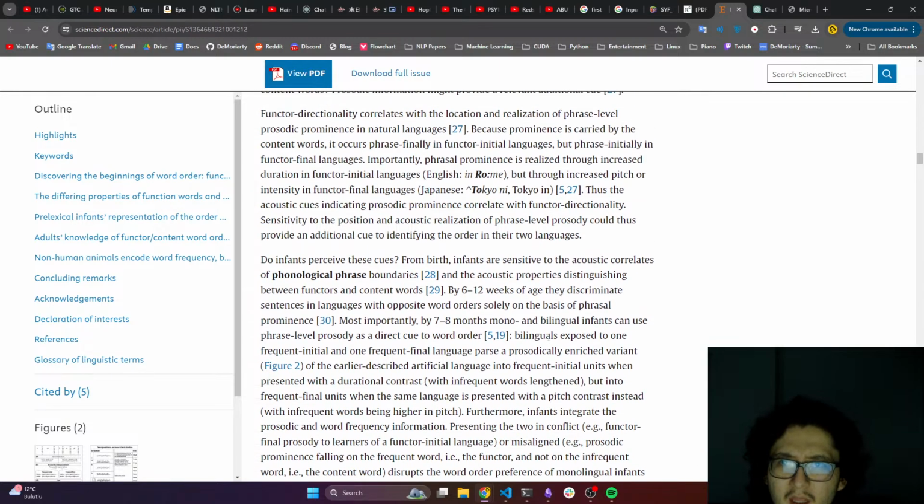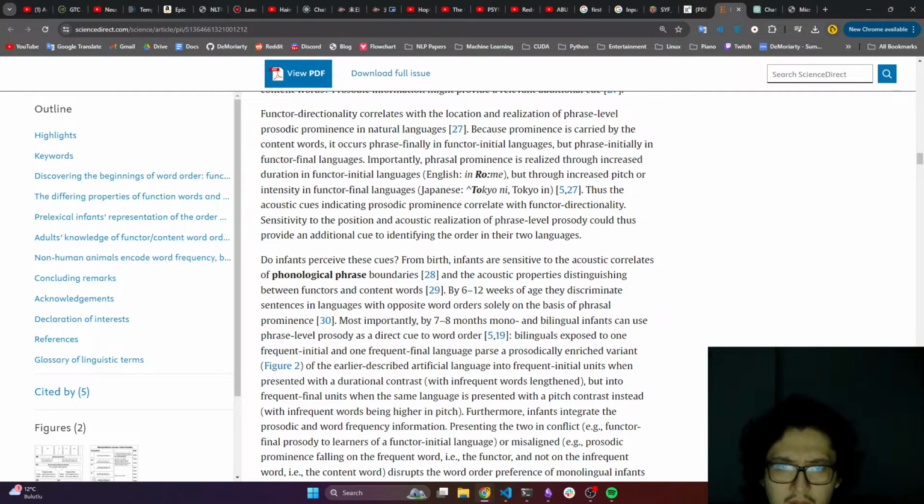How about that? Functor directionality correlates with the location and realization of phrase-level prosodic prominence in natural language because prominence is carried by the content words. It occurs phrase-finally in functor-initial languages, but phrase-initially in functor-final languages. Importantly, phrasal prominence is realized through increased duration in functor-initial languages, like English and Romance, but through increased pitch or intensity in functor-final languages.